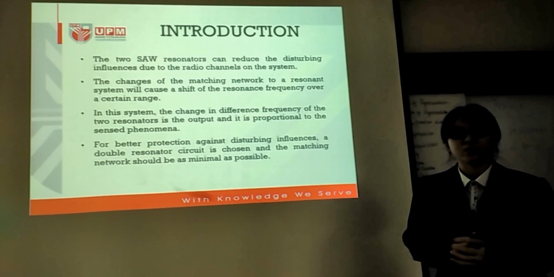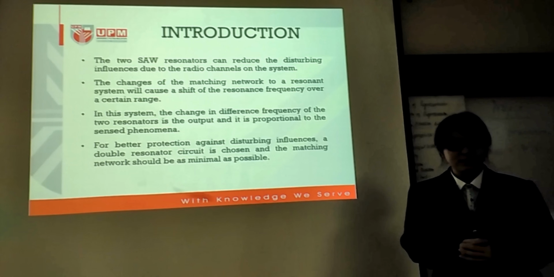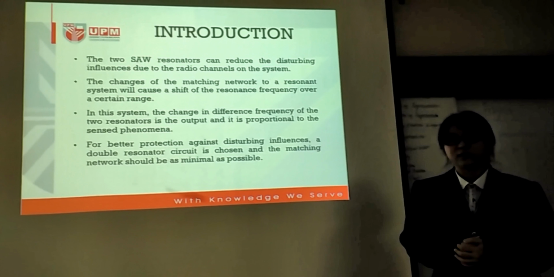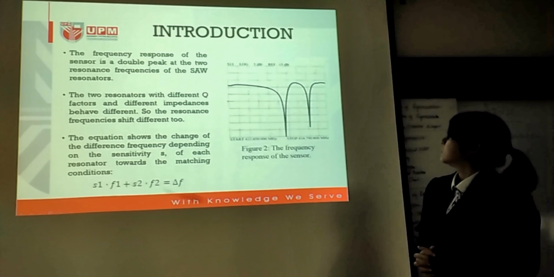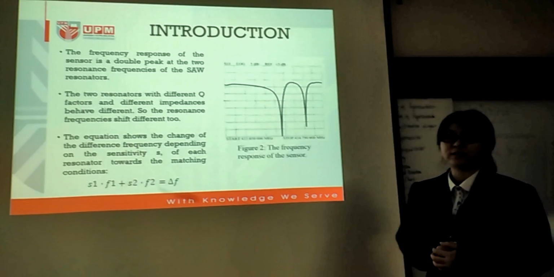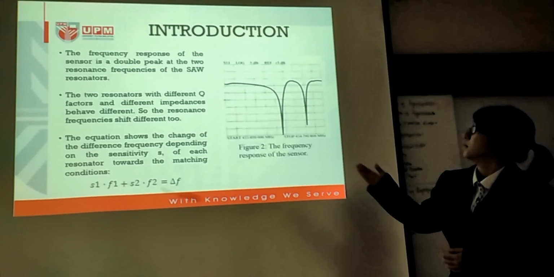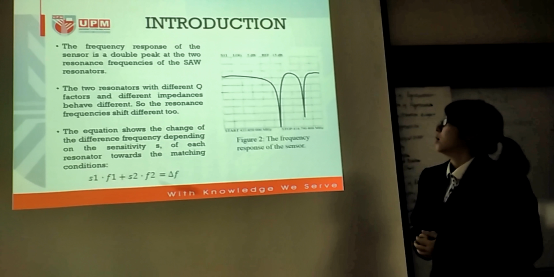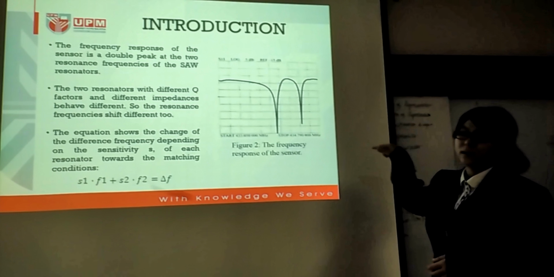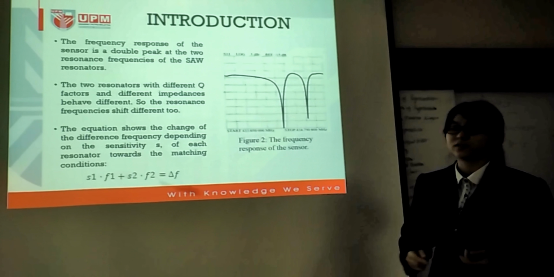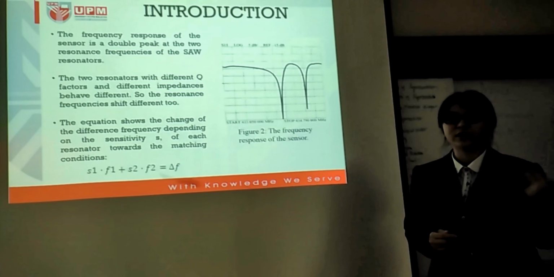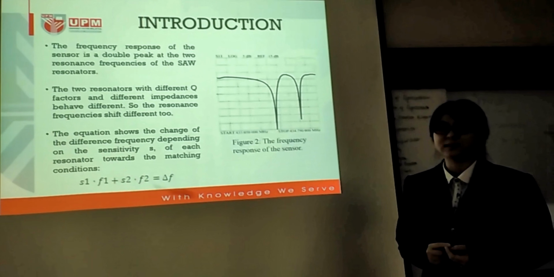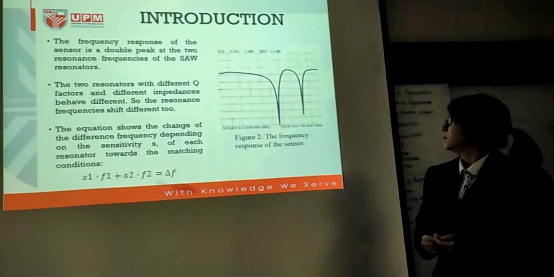So for better protection against disturbing influences, a double resonator circuit is chosen and the matching network should be as minimal as possible. Figure 2 shows the frequency response of the sensor. The frequency response of the sensor is a double peak at the two resonance frequencies of the SAW resonators. The two resonators with different Q factors and different impedance behave differently.